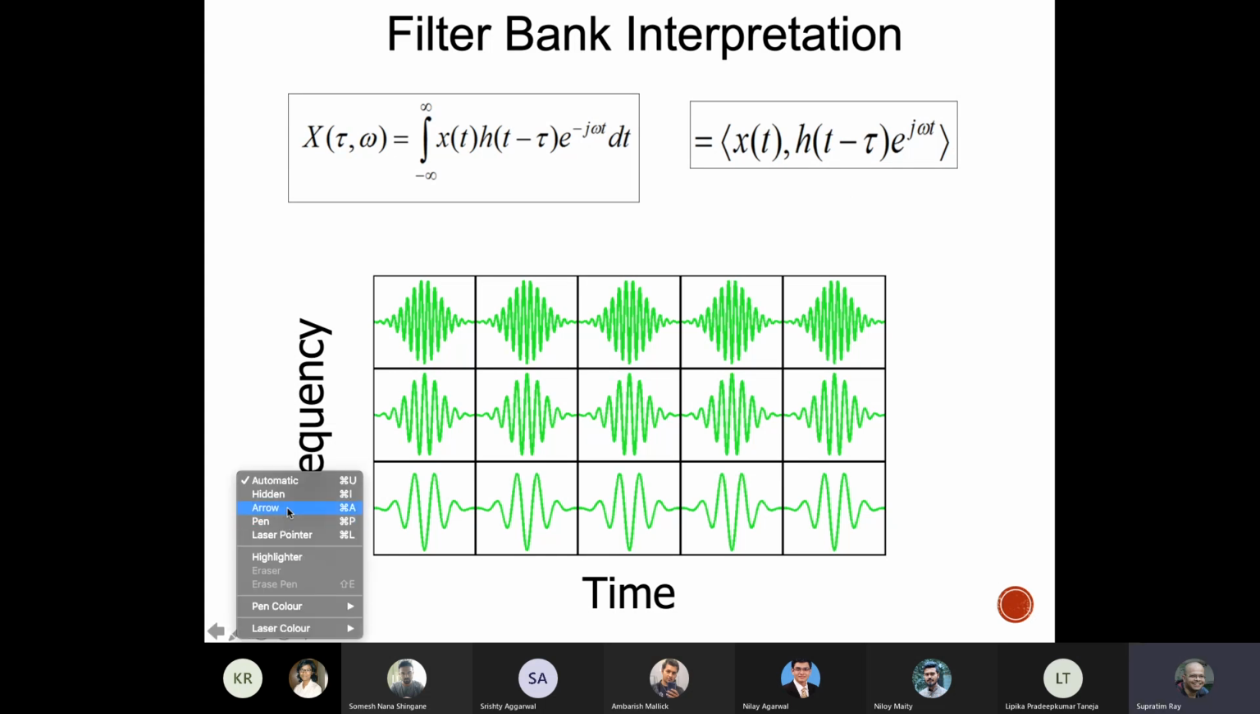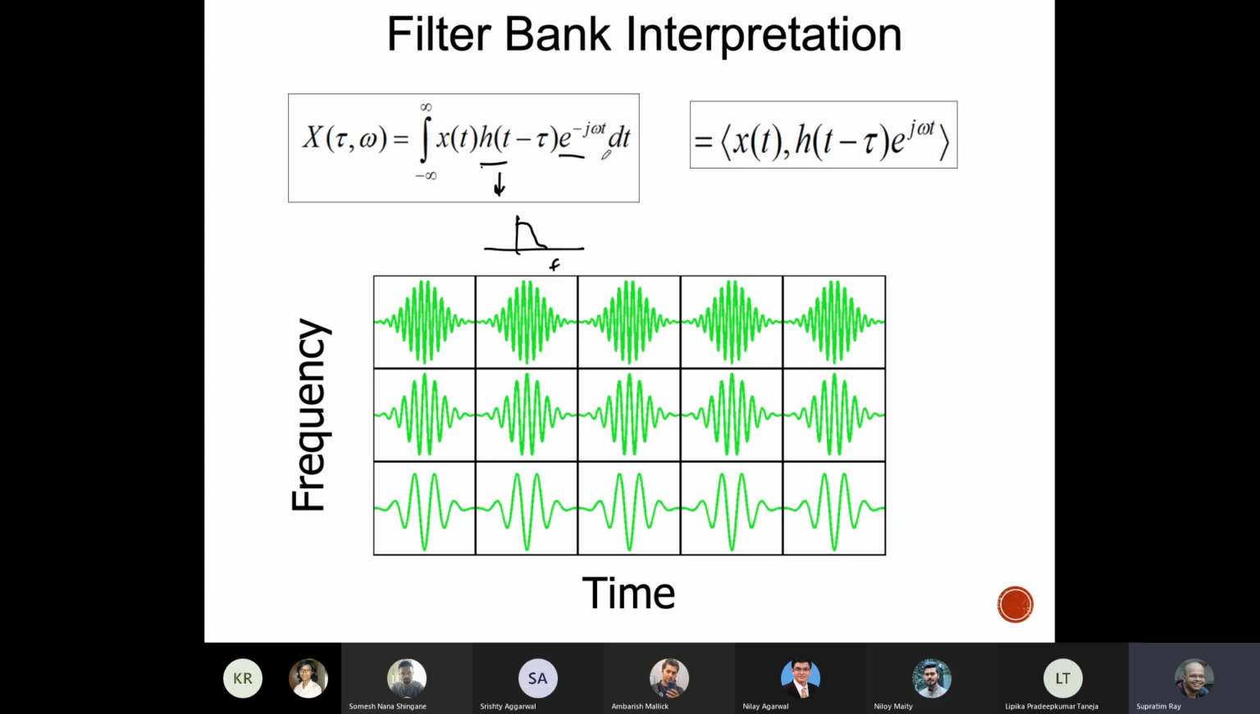So this is the Fourier transform interpretation of just the Fourier. This is the filter bank interpretation of just the Fourier transform. So what you are saying is that my window function h(t) has some Fourier transform, and it is usually a low pass filter. So for a Gaussian, for example, this is going to be the Fourier transform of just h(t).